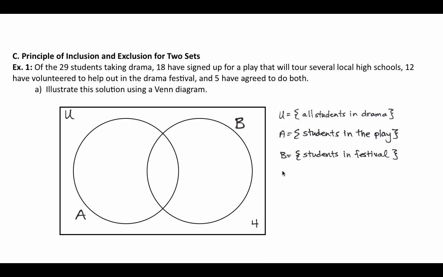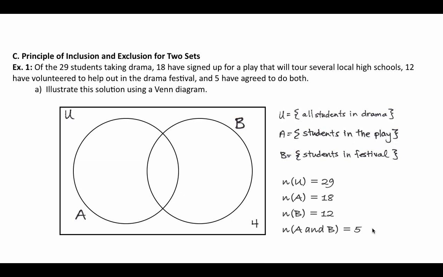And so what we will say now is, okay, let's look at the numbers that we have. The number of students in the universal set is 29, because there's 29 students taking drama. The number of students that are helping out with the play is 18. The number of students that are helping out with the festival is 12. And the number of students that are doing A and B, which is both, is 5. So A intersect B is 5.